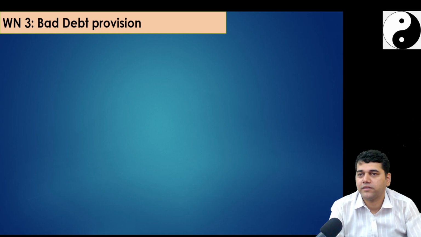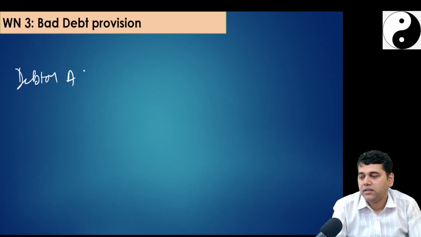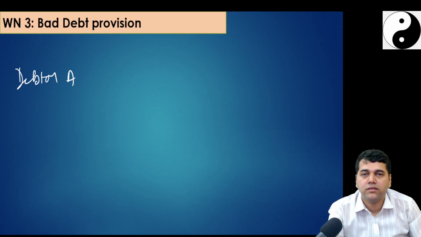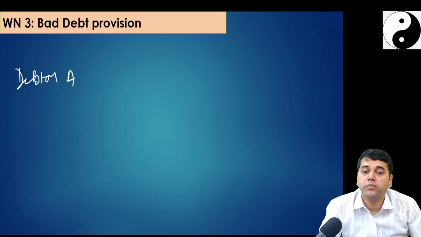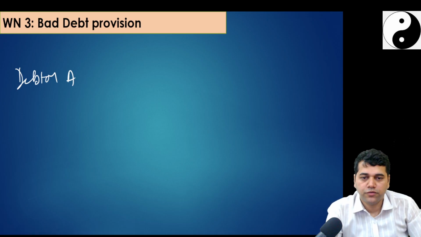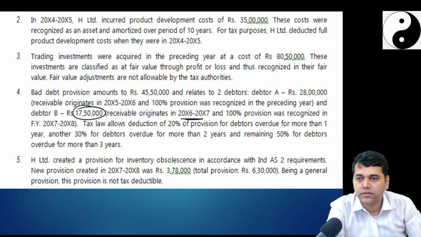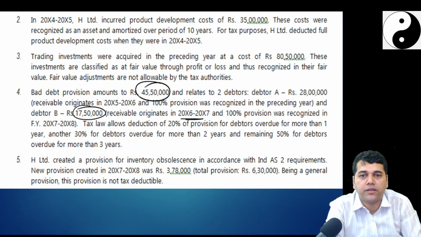Correct? The next one is my bad debt provision, which is your favorite. How many bad debts are there? Only 2 bad debts. So I have debtor A. Now, how much did I claim this year? No, you read the question. Students, let me take you back to the question. They said the bad debt provision till date is 45,40,000. There are 2 breakups, 28 lakhs and 17 lakhs.